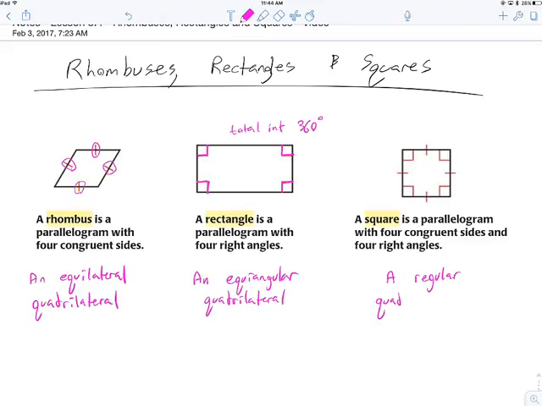A square is just a regular quadrilateral. In other words, a quadrilateral where all the sides are equal and all the angles are equal. So you have those four 90 degrees, that makes it a rectangle, and you have those four congruent sides, that makes it a rhombus. And so a rhombus and a rectangle, both those properties make a square.